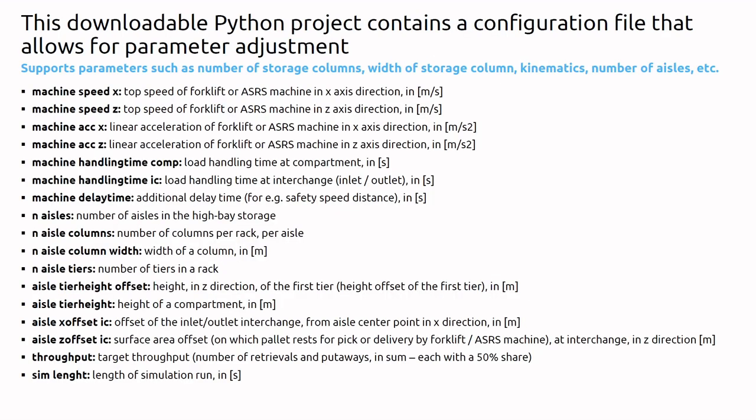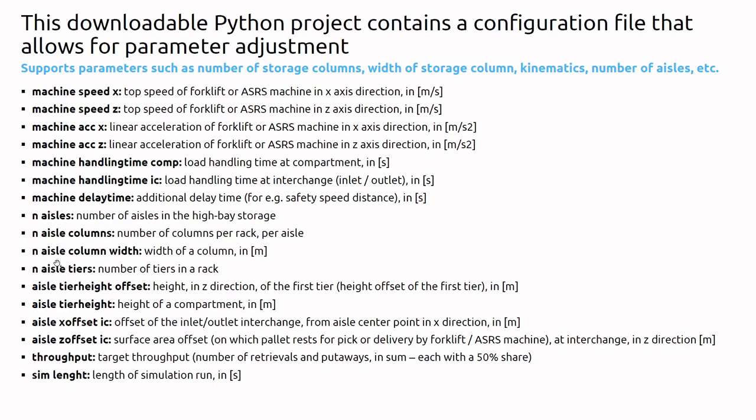Here are some parameters that you can adjust. So the framework that I provide in this Python product already supports configuration of a range of parameters, for example, the speed in the different directions of the forklift operating the storage aisle, as well as the acceleration and the handling times for handling a pallet in the compartment or at the interchange, the number of aisles, the number of columns per aisle, the width of a column, the number of tiers in a storage rack, and so on.